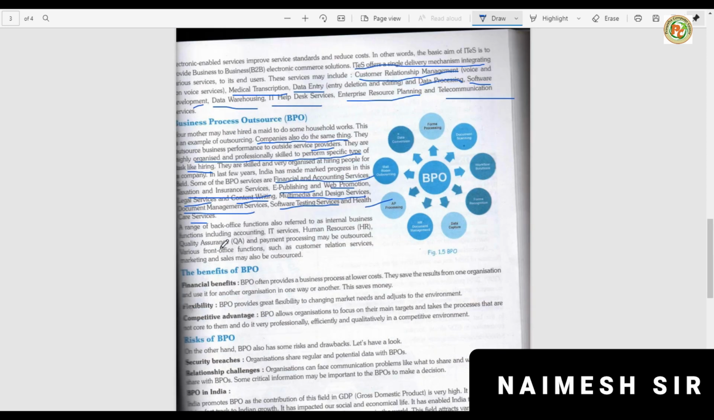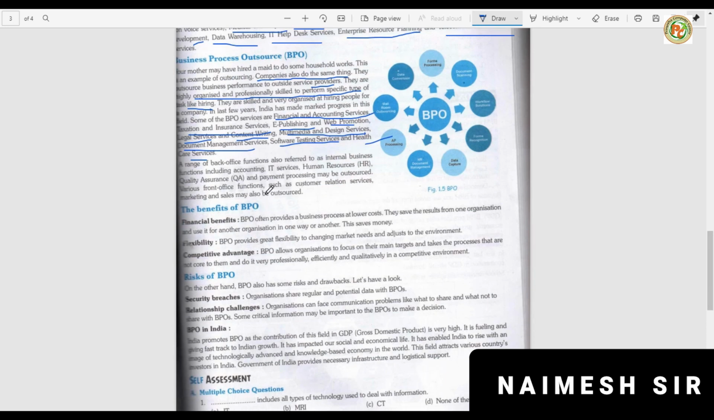A range of back office functions, also referred to as internal business functions, including IT services, human resource management, quality assurance and payment processing, may be outsourced. Various front office functions such as customer relationship, marketing and sales may also be outsourced. So outsourcing means we are giving our task to another person to make our work easy, and for that we will pay.